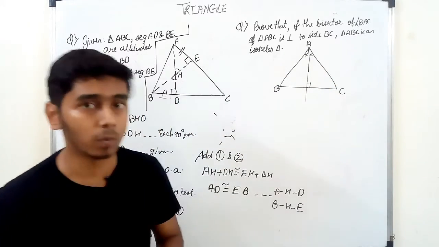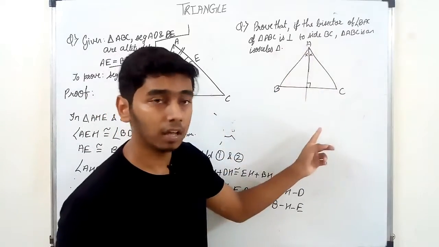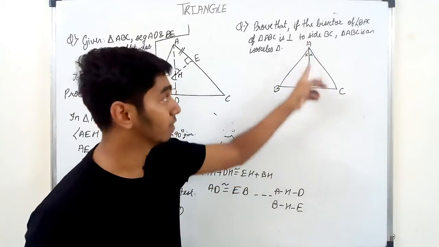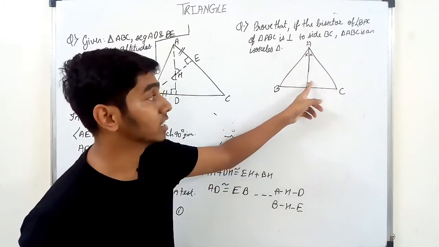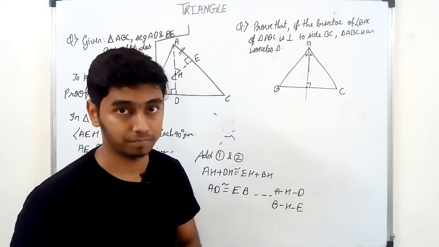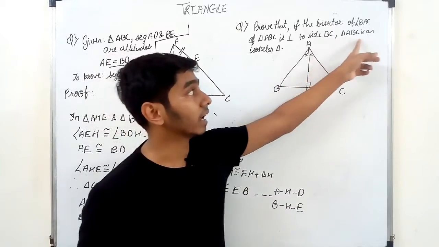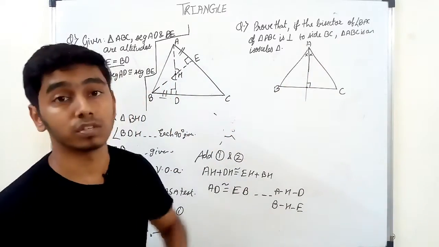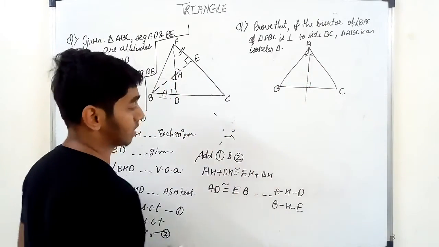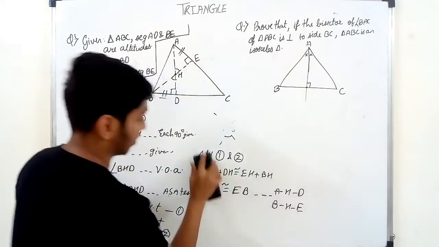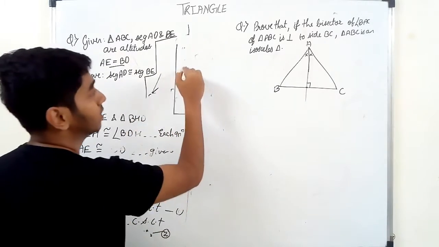I hope you have understood the question. There is a triangle given. You draw an angle bisector from A such that it is perpendicular to BC. That's the question given to us. Correct? We have to prove that triangle ABC is an isosceles triangle. So let's write what is given first.